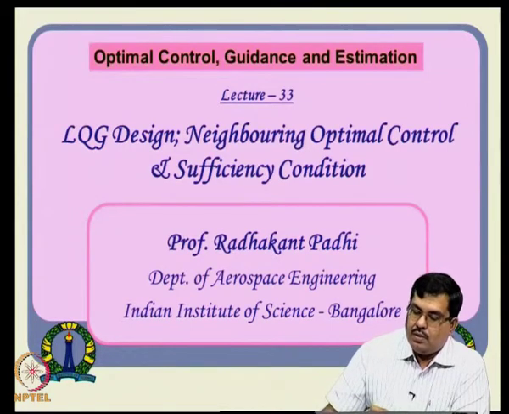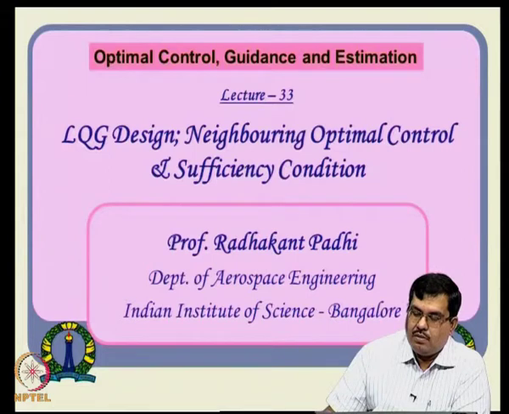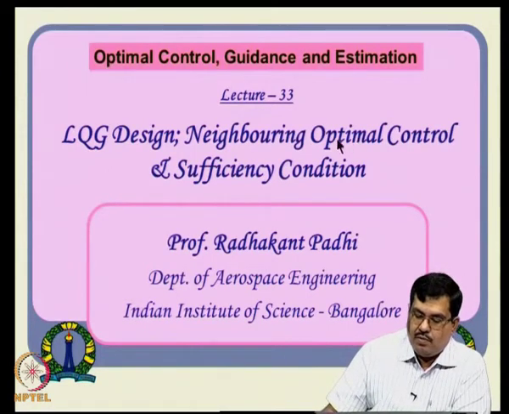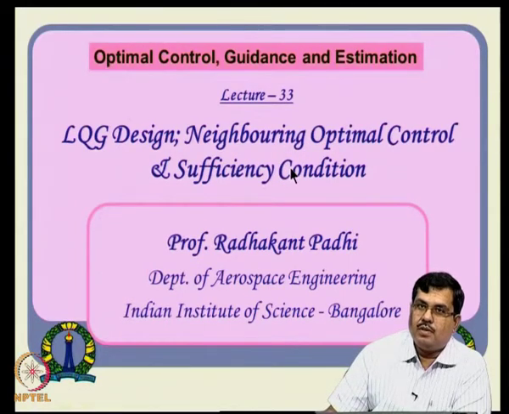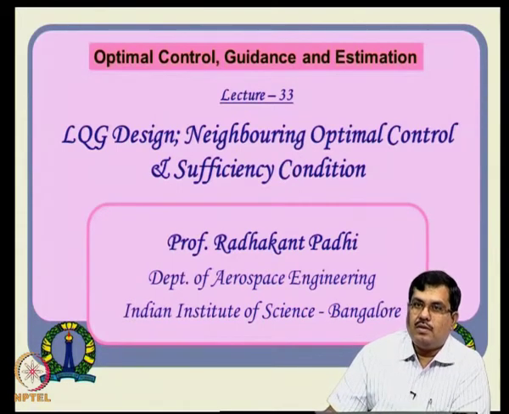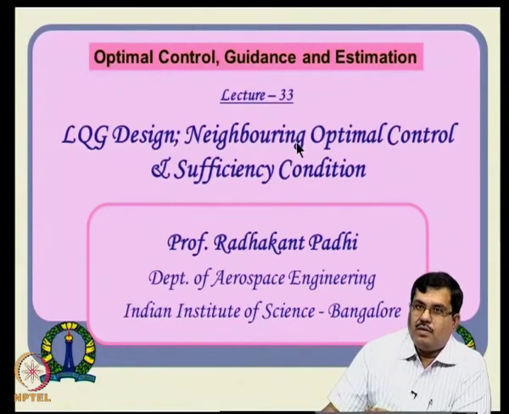And then we will also study something like neighboring optimal control, which is: if you are given an optimal path already, then how do you find another optimal path which is close to that. So, that is neighboring optimal control, and along with that sufficiency conditions as well. Sufficiency conditions are classified in various categories like weak sense, strong sense. We will just summarize the results in the weak sense.